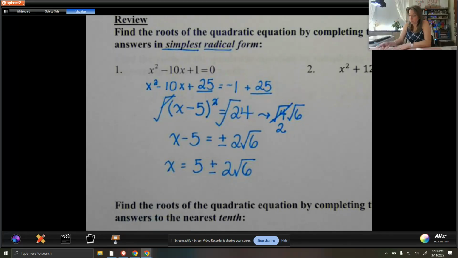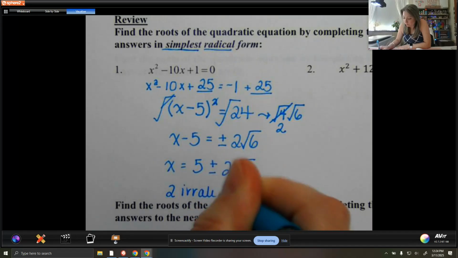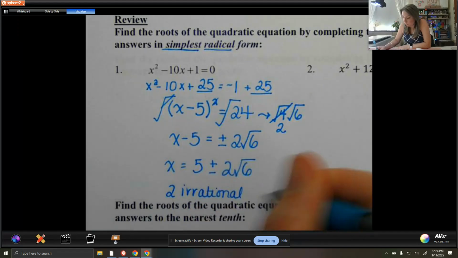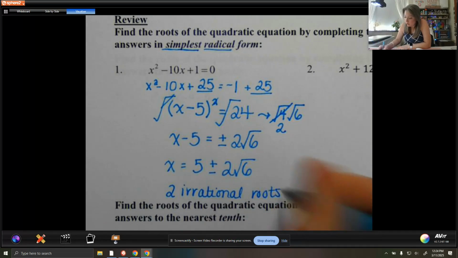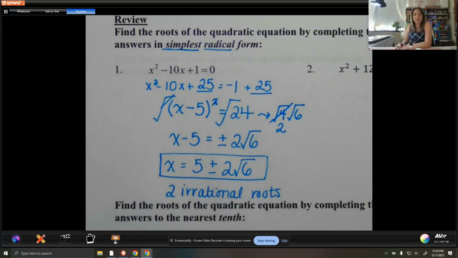I get 2 answers here. I'm going to tell you that it's 2 irrational roots, and they are 5 plus 2 radical 6 and 5 minus 2 radical 6. And we can represent both of them by continuing to have this plus and minus in between the 5 and the 2 radical 6 that we have there. So now this was a situation where we ended up with 2 irrational roots.